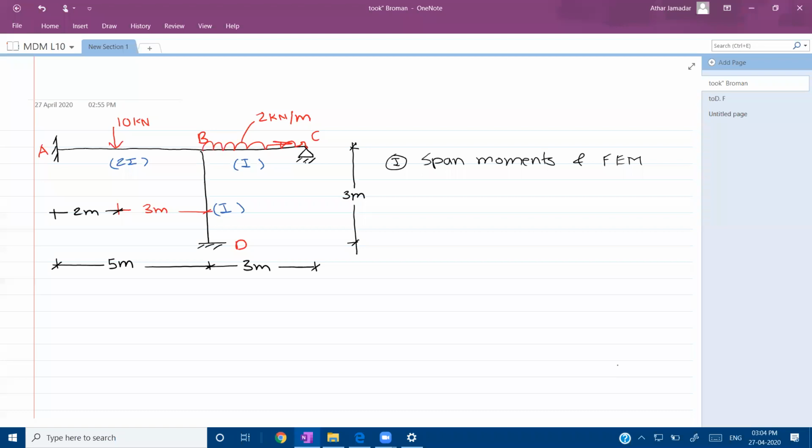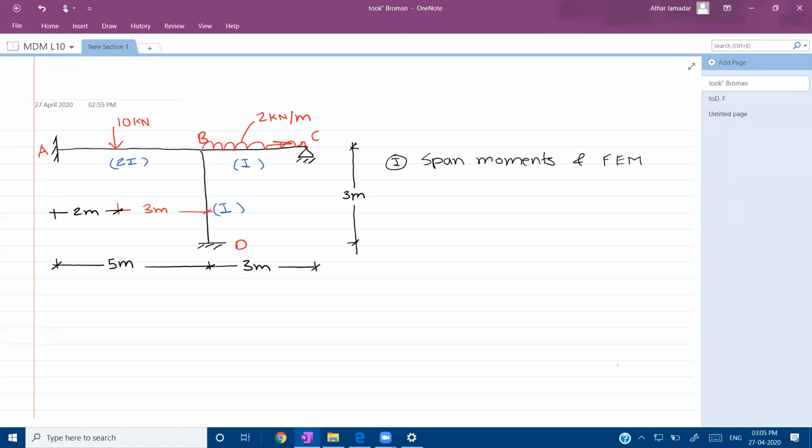BC is having length of 3 meter and is carrying a UDL of 2 kN per meter over entire span, and its moment of inertia is 1I. BD is the column member which is having moment of inertia 1I and having height of 3 meter, and on BD there is no kind of load acting. So as per our usual first step, calculation of span moments and fixed end moment.